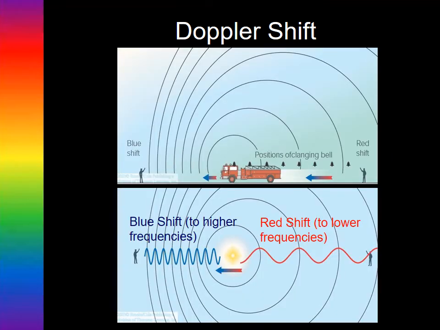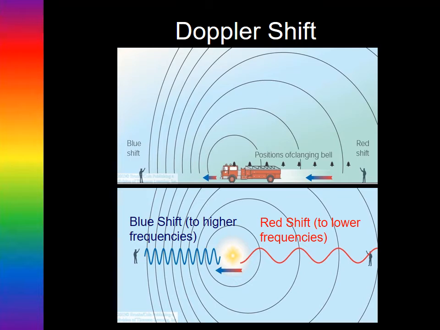As a star moves towards you, it would be blue shifted. As a star moves away from you, it would be red shifted. The faster it's moving, the bigger the shift in wavelength, the bigger the shift in color.